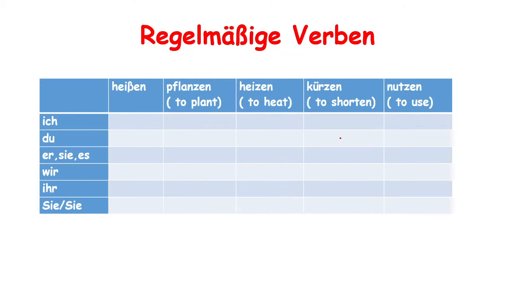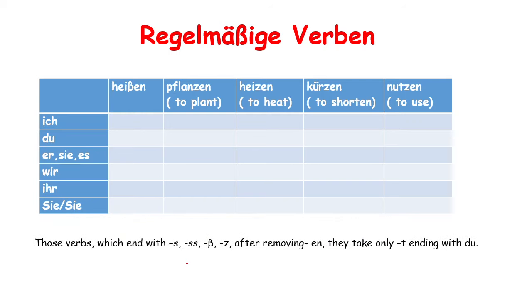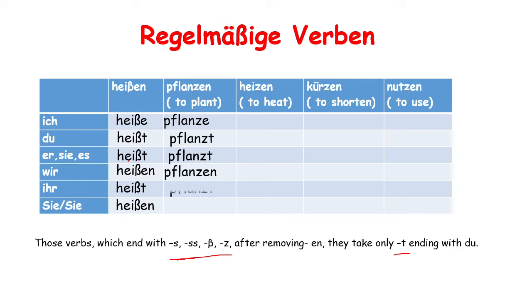Let's see some more examples. If the verb ends with s, ss, ß or z after removing en, then we are not going to add st with du, we add only t. Like heiße, and here we add t, heißt. Wir and sie remain the same. Reisen, reist, pflanzen, pflanzt. So for all the verbs that end with ß, s, z, we are not going to add st with du. We are going to add only t.